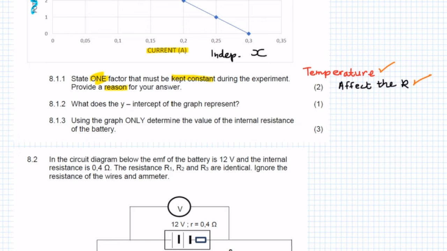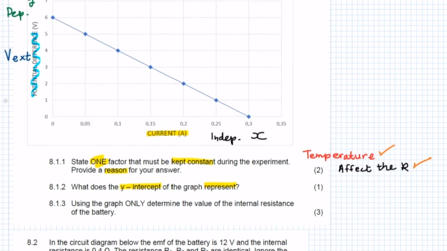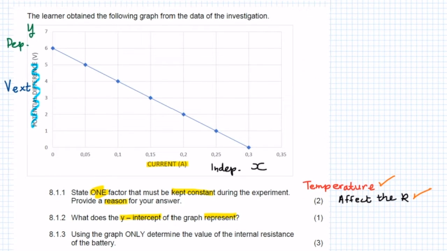Question 8.1.2 now says, what does the y-intercept of this graph represent? Well, we see over here that the graph shows a relationship between V external and the current that is flowing through the circuit. Whenever you are dealing with a grade 12 electric circuits problem, the following equation should come to mind. EMF is equal to V external plus V internal. We can expand this to I capital R, where capital R is the load, plus I small r.